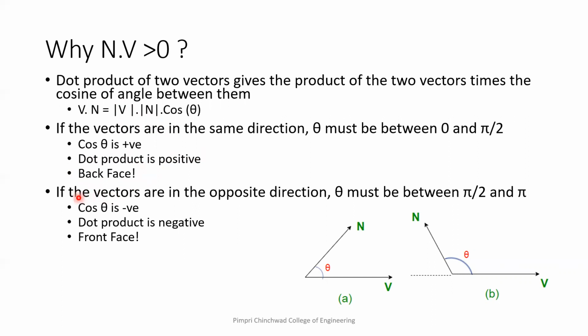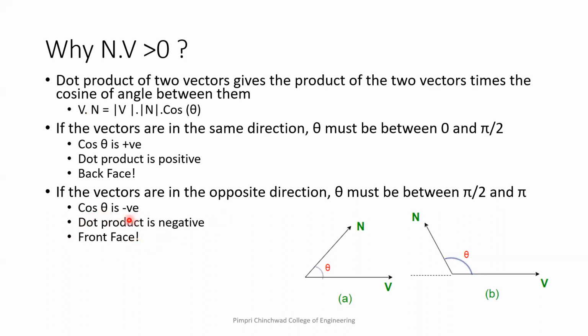Okay. Similarly, if the vectors are in the opposite direction, then theta must be between pi by 2 and pi. So in the second quadrant, like this is my v and this is my n, and the angle between them is an obtuse angle. So in the second quadrant, cos theta is negative. So the overall dot product will be negative.